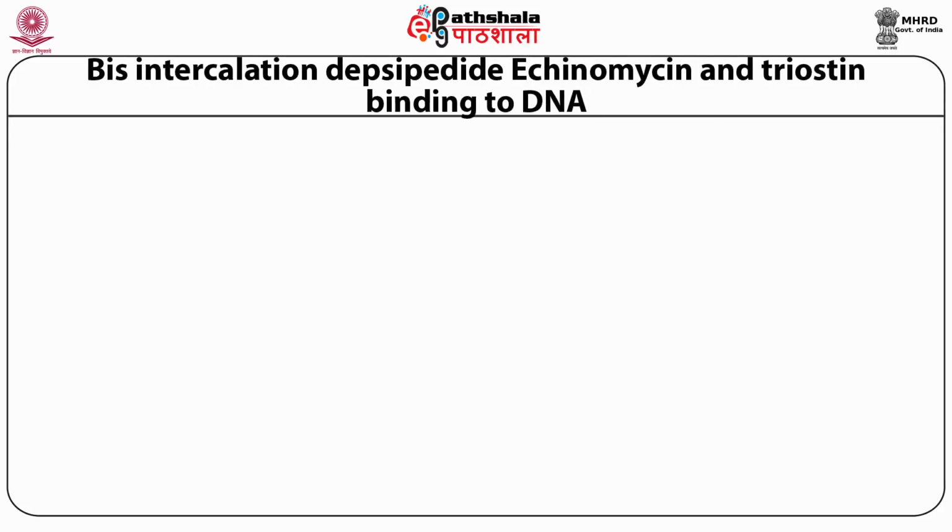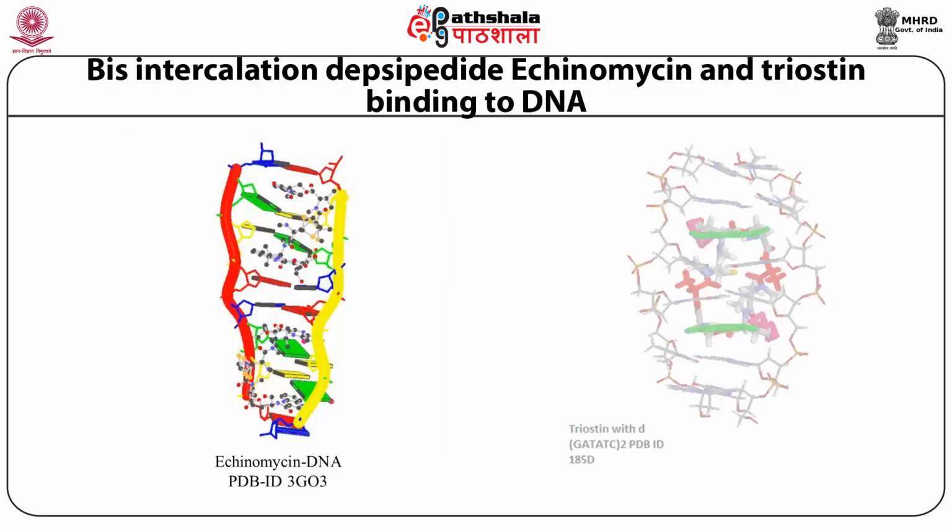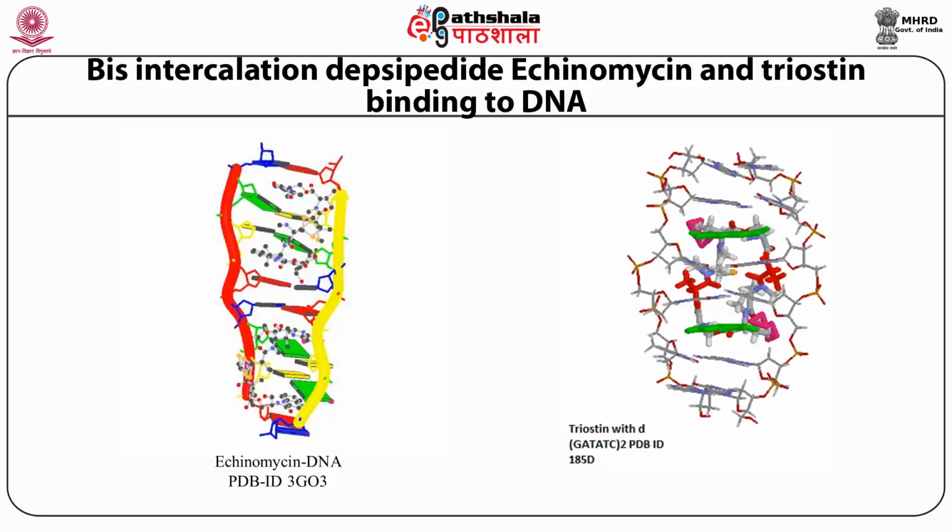We show in this picture bis-intercalation depsipeptide, echinomycin and triostin binding to DNA. Both of these bind partially in the minor groove and partially with the intercalation. So they all have a mixed mode of binding.